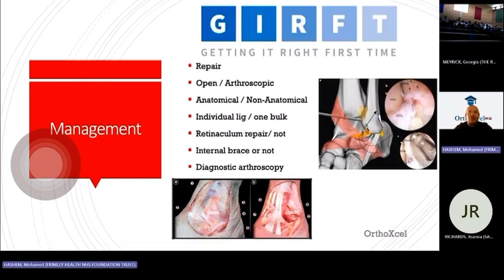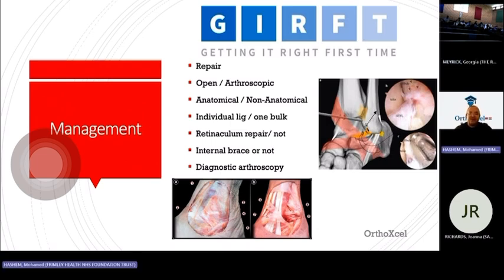What if it's a complete ATFL rupture without CFL, but the patient is very active and I need to do something to get him back to sports and activity early, or it is a complete rupture of ATFL and CFL? What we will do depends on what's in your hand. A lot of questions before we decide what operation we will be using. But the most important, again, you need to get it right first time.